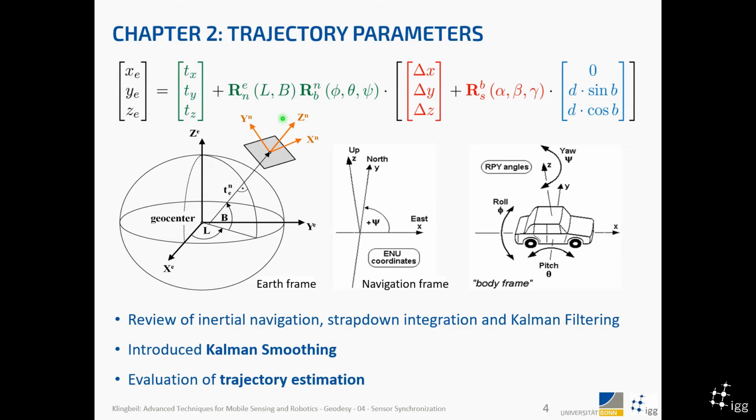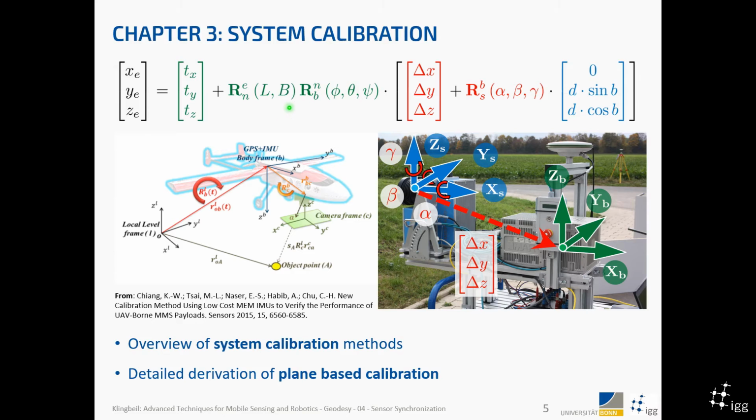The third lecture was on system calibration, so how to get those 6 parameters here, which describe how the actual mapping sensor, in this example a laser scanner, is oriented on the body platform. It's important to know those because usually we get the trajectory parameters as parameters of the platform in the global system. And we of course need to know how the scanner is oriented and placed within the platform.